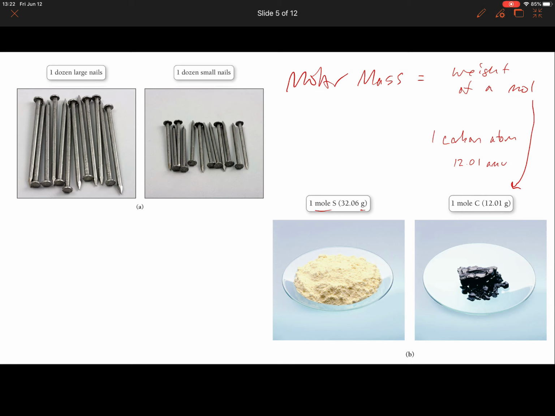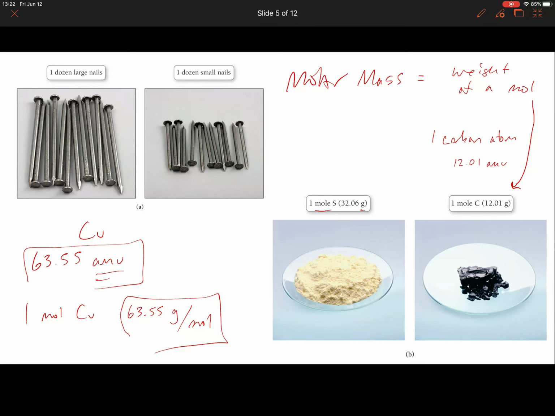So let's switch it and talk about copper. 1 copper atom has the atomic mass of 63.55 AMU. 1 mole of copper has the molar mass of 63.55 grams. So you can usually tell by the units what you're dealing with, whether it's grams per mole or atomic mass units. Okay, so the lighter the atom, the less mass that 1 mole of that atom would have.